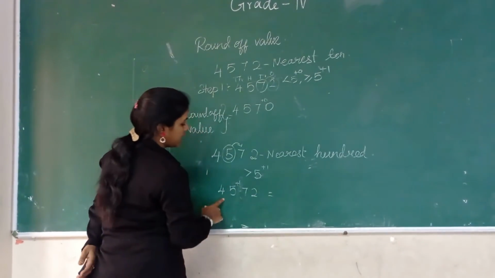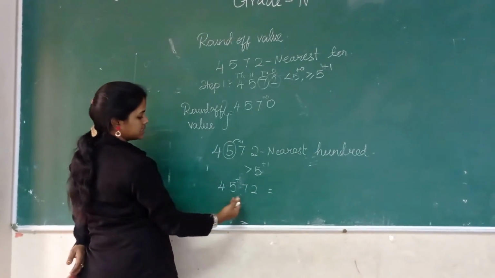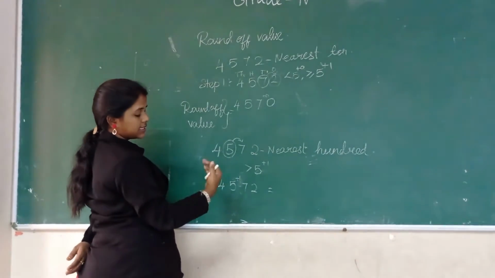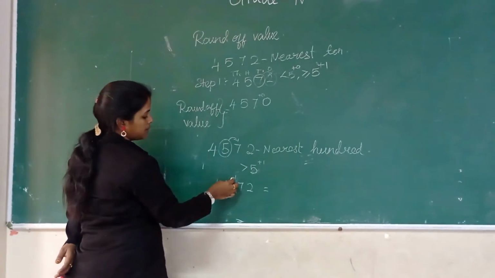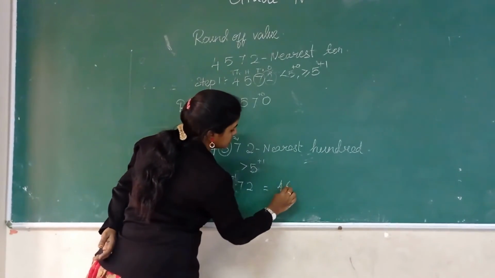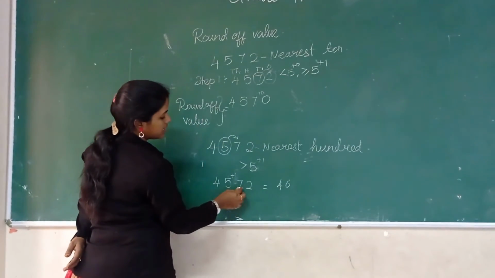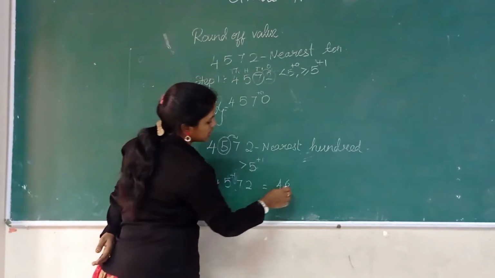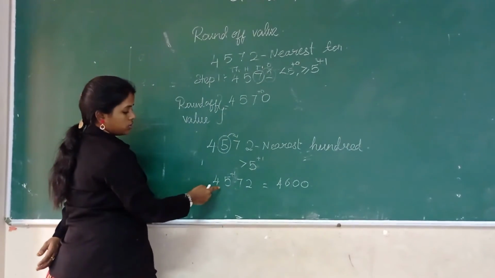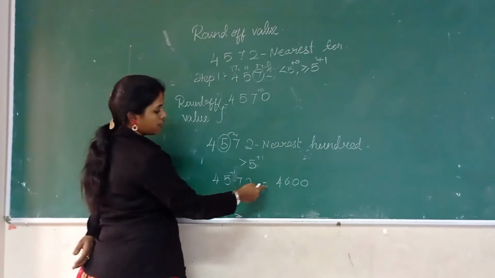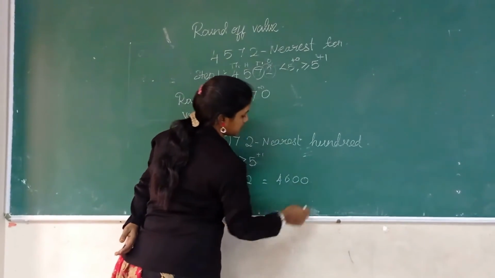Then after I added, I have to make all other digits 0. So 5 plus 1 is 6. So 4600. After that I have a 7 and 2. These 2 digits I have to make 0. So for 4572, the round off value is 4600.